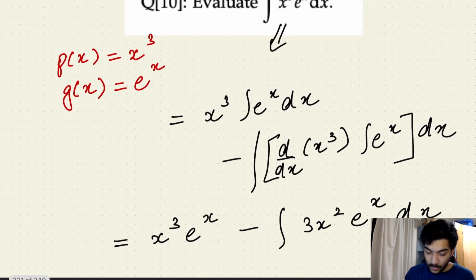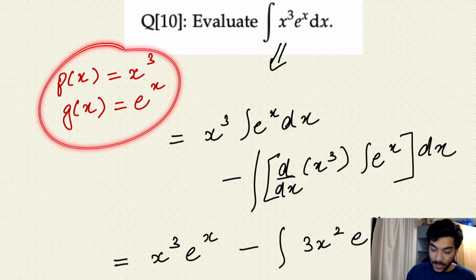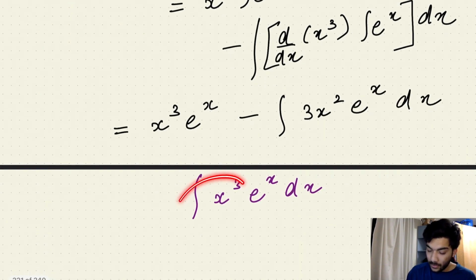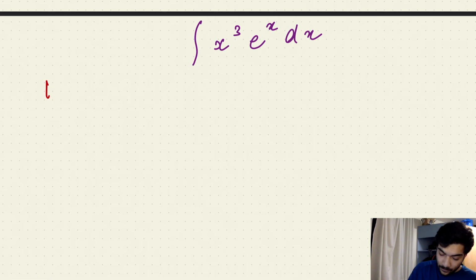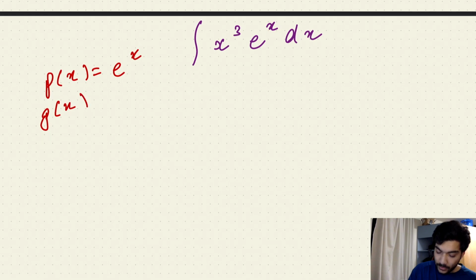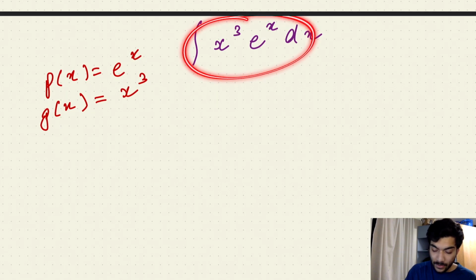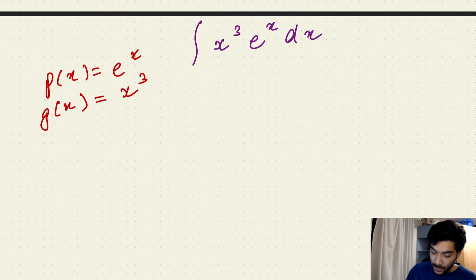And now in order to solve that, let's assume the opposite case in this situation over here. So we'll assume in this case that our first function is now e to the power x, and the second function over here is x cube in this case, right? And now let's quickly solve this indefinite integral using integration by parts again.